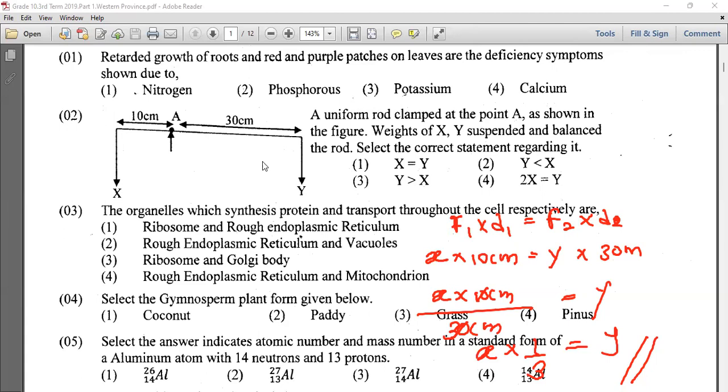Obviously we can understand, here the X is greater than Y. This is the statement that you have to come up with.